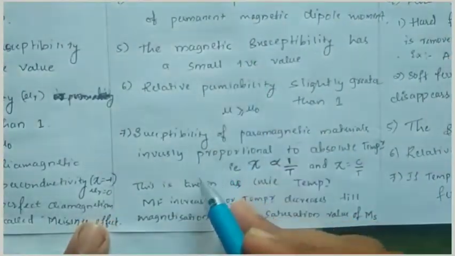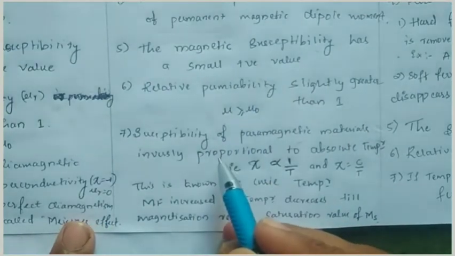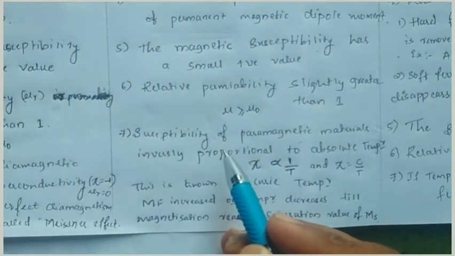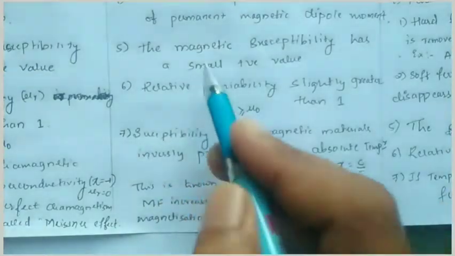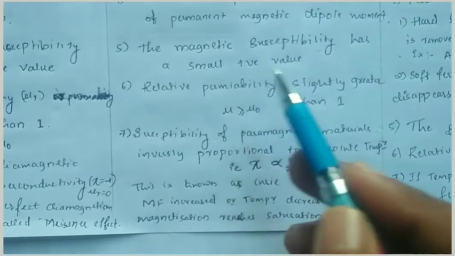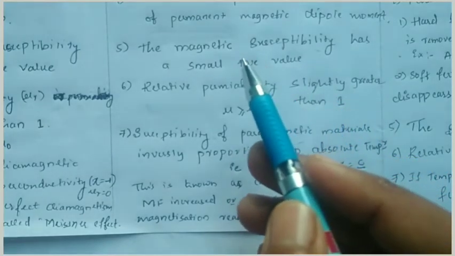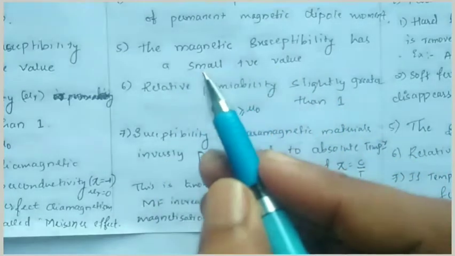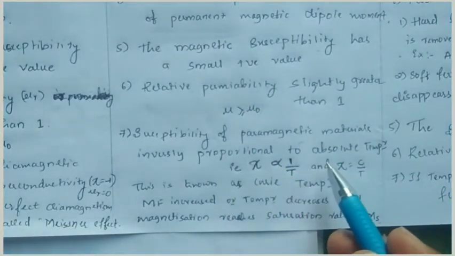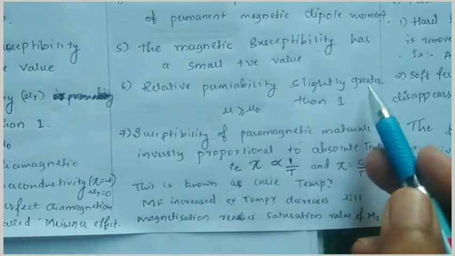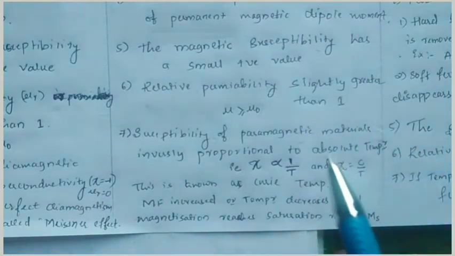This is about the paramagnetic materials. The paramagnetic materials have a small dipole moment and a small positive susceptibility value, and these materials will move from weaker region to stronger region, and the permeability of this material is slightly greater than 1.